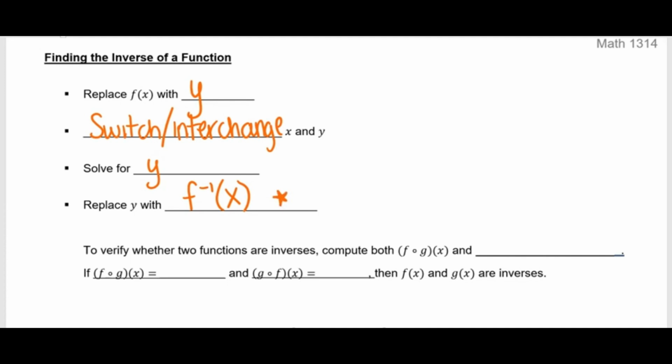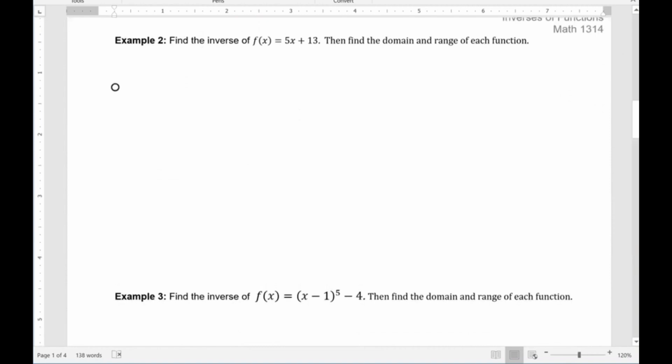And if you need to verify if two functions are inverses, you need to find both f of g of x, so f composed with g, and g composed with f of x. And if they both equal x, then they are inverses. So you do the composition both ways, and if they both equal x, you have verified that they are inverses algebraically.